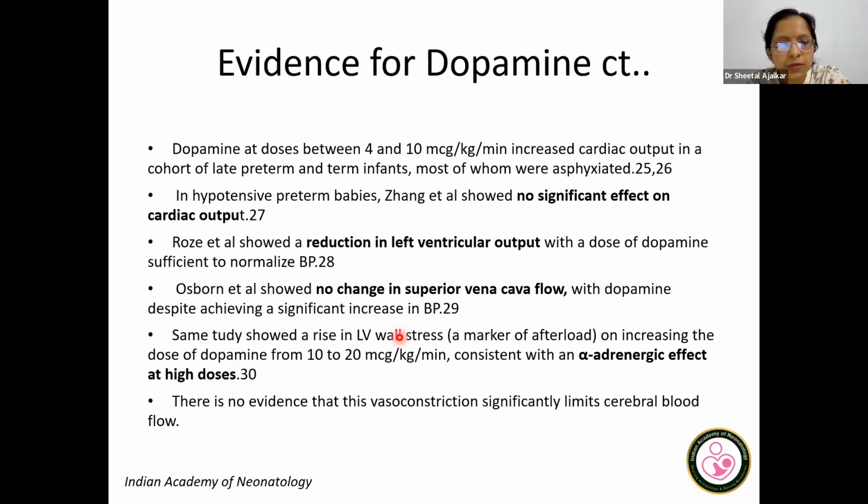Also, if we go to higher doses, 10 to 20 microgram per kg, the same study by Osborne has shown that alpha adrenergic effect is there at higher doses. But there is no evidence that any vasoconstriction will limit the cerebral blood flow. So basically, the evidence shows that there is no increase in cardiac output, in fact it can decrease, but it increases the BP, and there is no increase in the superior vena cava flow.